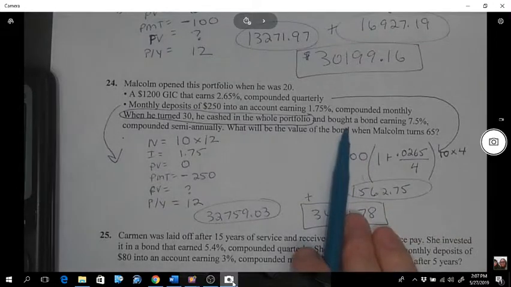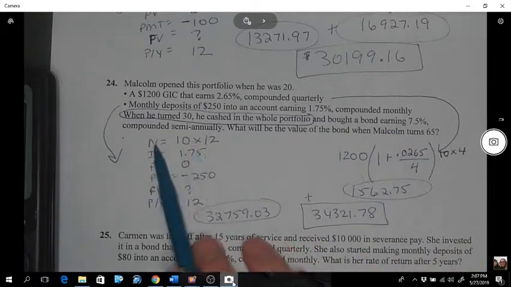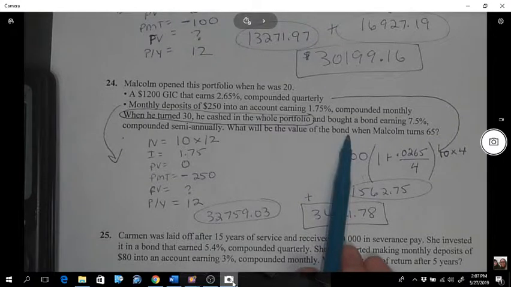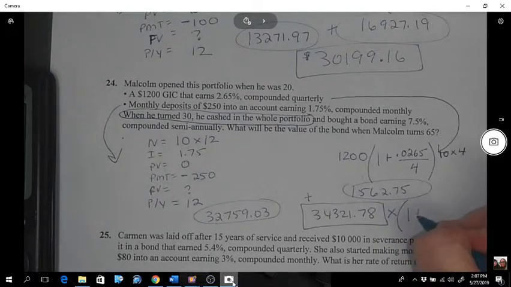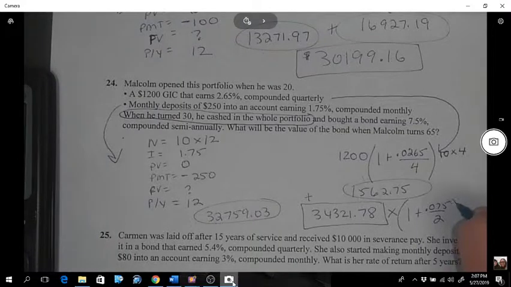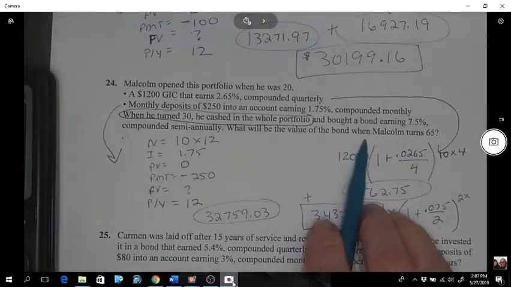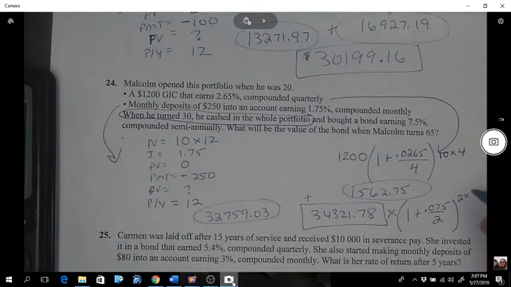Then from there he bought a bond earning 7.5% compounded semi-annually. So what will this bond be worth? Now that much he's going to put in and compound at 7.5% semi-annually, 2 times per year, until he turns 65. So he did that for 35 years, from age 30 to 65.